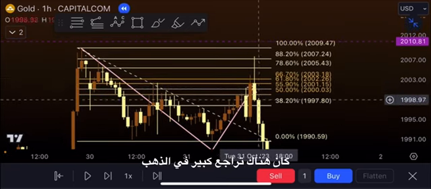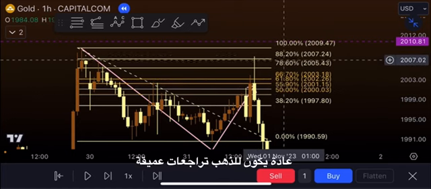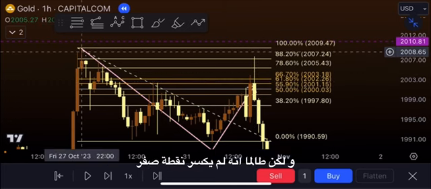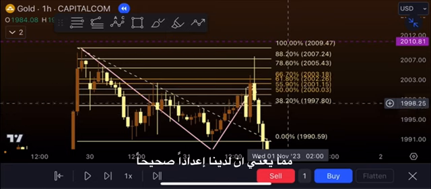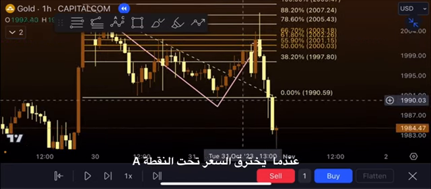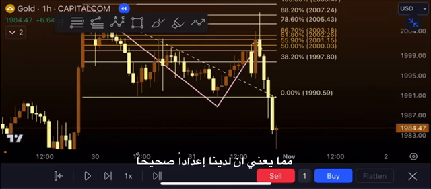There was a huge pullback here in gold, and usually gold has deeper pullbacks, but as long as it didn't break point 0, then this setup is valid. And the second confirmation is when price breaks below point A, then this setup is valid.